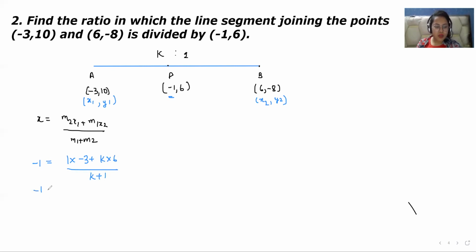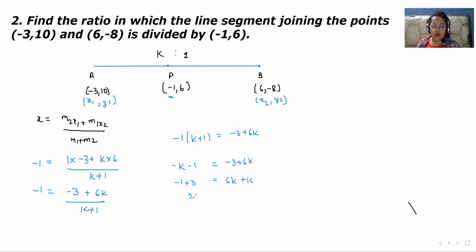After that, minus 1 equals (minus 3 plus 6K) over (K plus 1). Here K plus 1 in the denominator, when it goes to the other side, comes into the numerator with multiplication. So minus 1 times (K plus 1) equals minus 3 plus 6K. Multiplying it, minus K minus 1 equals minus 3 plus 6K. So minus 1, minus 3 when it comes to this side, plus 3; 6K, minus K comes to plus K. That is 2, and that is 7K, and K is 2 by 7.